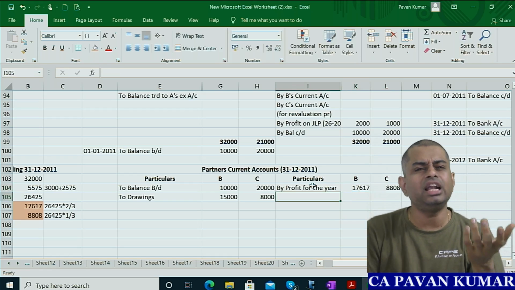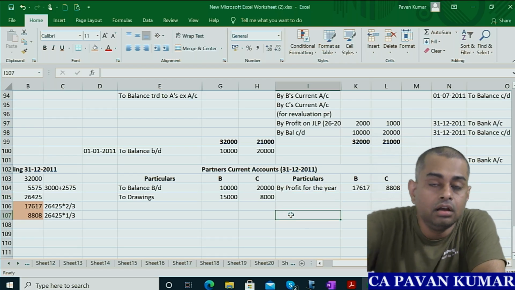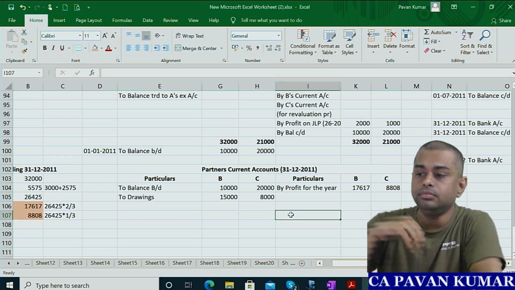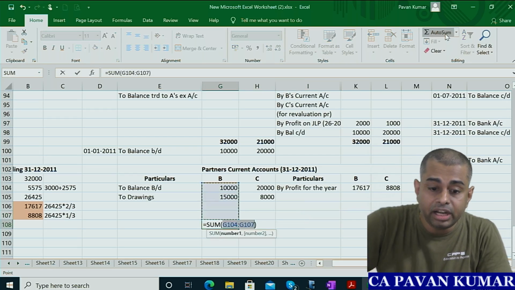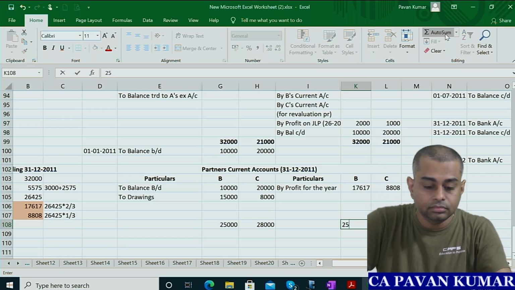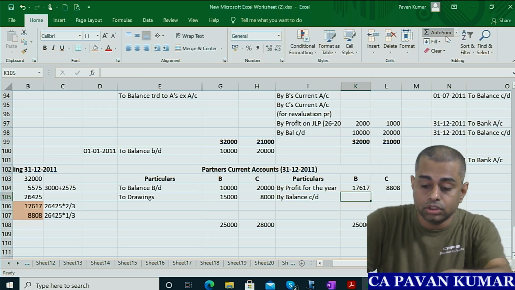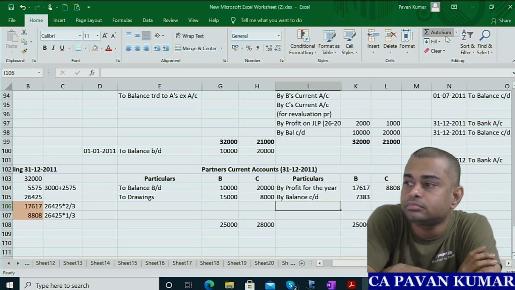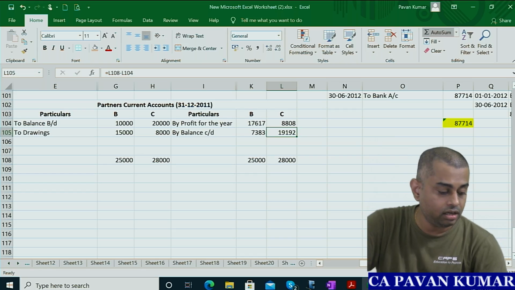17,617, 8,808. Usually they write P&L appropriation account, but I do not prefer writing appropriation account, so I'll write P&L account. It is the same actually. If you want, you can write by P&L appropriation account also. Okay, by profit for the year you have written. Now what to do? Balancing. Here it is debit 25,000. Here it is debit 28,000. So here also I will write 25,000 and here also 28,000. So write by balance carried down. Can you tell me what the balance is? 25,000 minus 17,617, you got 7,383. So calculate for C also. So this is the partners' current account.